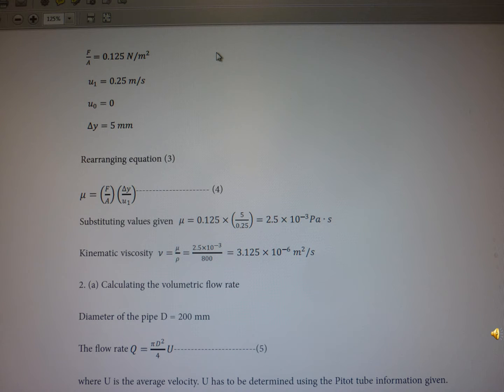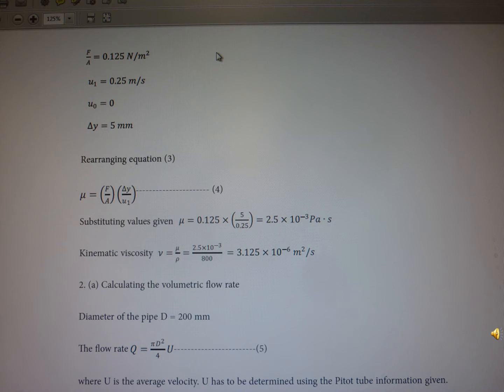Write down the values: F by A is equal to 0.125 Newton per meter square, u1 is 0.25 meter per second, u0 is 0, and dy is 5 millimeter. So by rearranging the equation, mu equal to F by A multiplied by dy by u1. Substituting the values, mu equals 0.125 multiplied by 5 divided by 0.25, so you get 2 by 5 multiplied by 10 power minus 3 Pascal second.